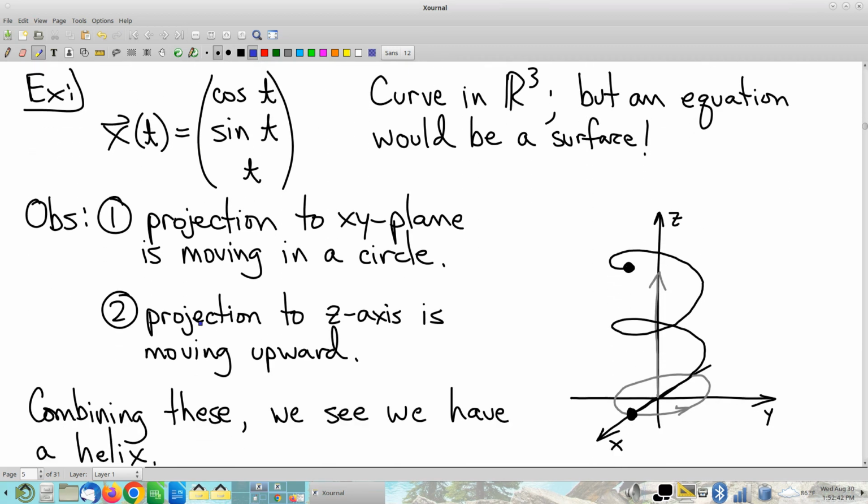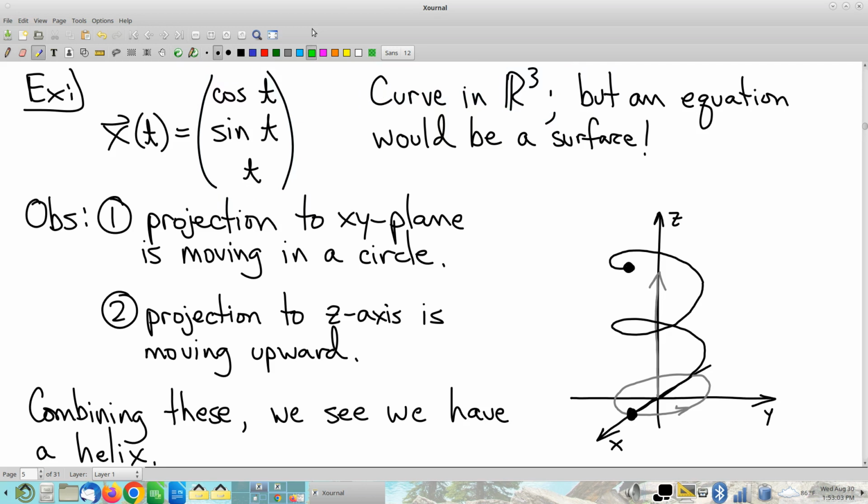Okay, here's another one. Different circumstance. Here we're in 3 dimensions, you'll notice. We've got 3 different coordinates. We've got x, y, and z. All right. Well, again, this is just another method that works sometimes.